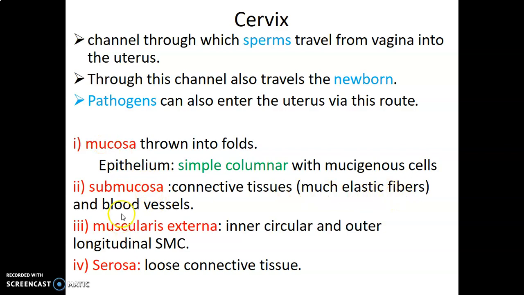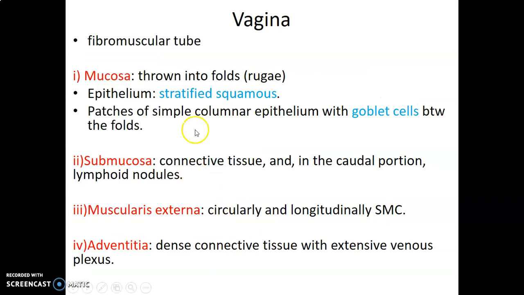Then we go to the vagina. It's a highly fibromuscular tube. It also contains 4 layers: mucosa that is thrown into folds or rugae, and the epithelium is stratified squamous parakeratinized. It's moist. We have patches of simple columnar epithelium with goblet cells in between the rugae or the folds. Beneath the mucosa, we have the submucosa containing connective tissue, and in the caudal portion, we have the presence of lymphoid nodules for protection or immune role.